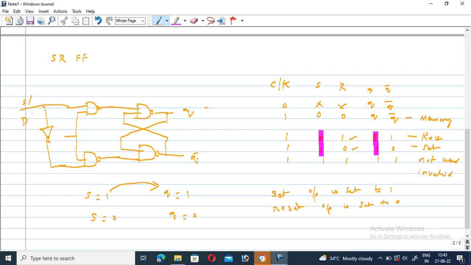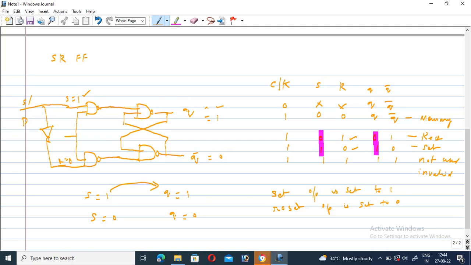Let us see what happens when S is equal to 1. This is connected to S, so the input is given as 1, and its complement is 0. So S is equal to 1 and R is equal to 0. The 1 0 condition is the set condition. Therefore Q is 1 and Q bar is 0. So the input is 1 and the output is 1.